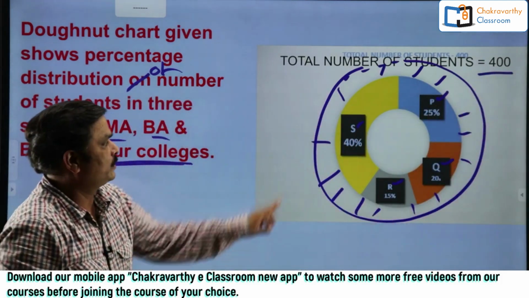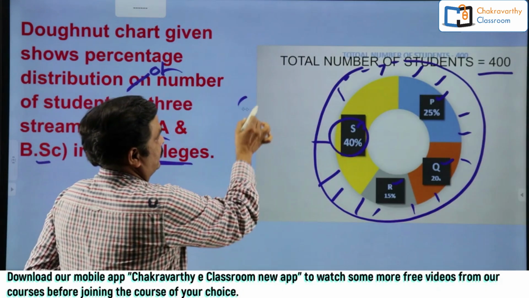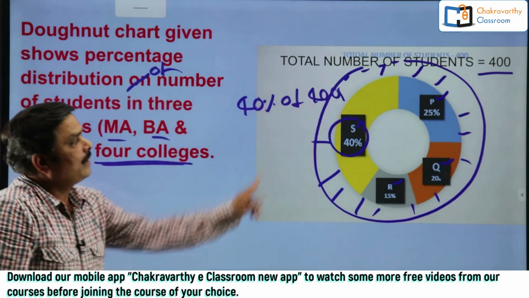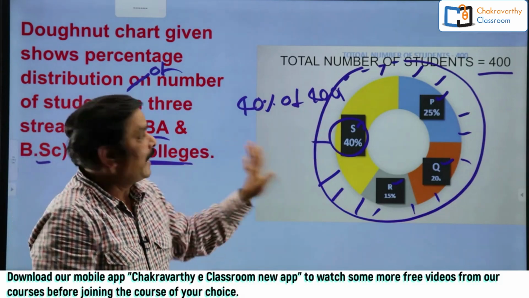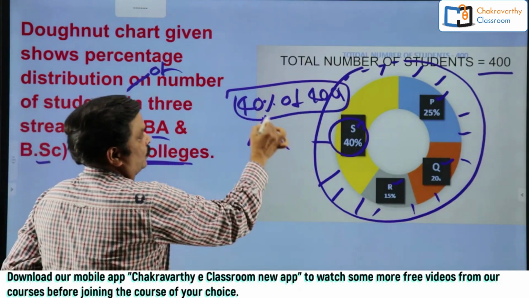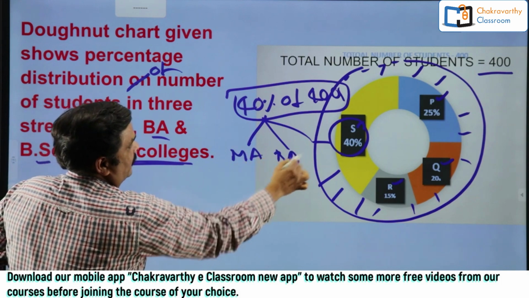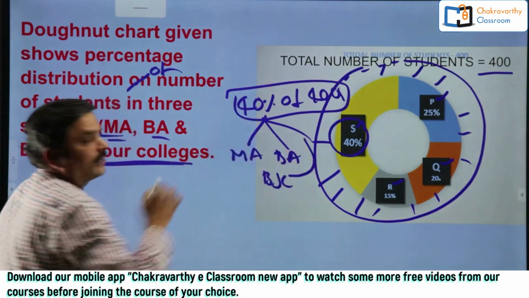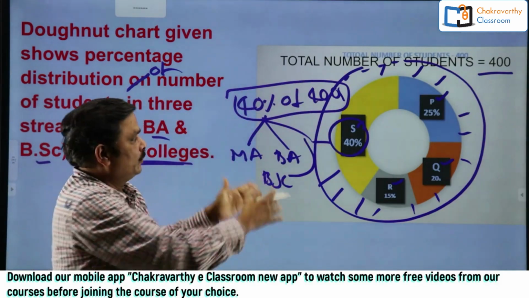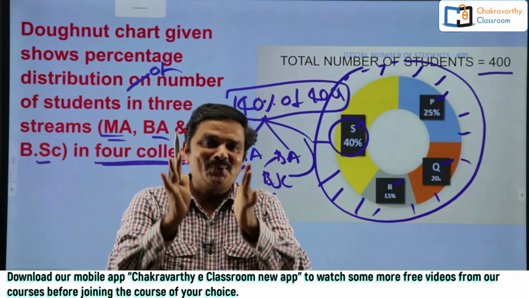Now how to understand this one? In college S, for example, the total number of students is equal to 40% of 400. Got the clarity? That is so with the remaining 3 colleges. And out of this 40% of 400, there are 3 streams of students. Those 3 streams they have given. MA is one of the streams, then followed by BA, and the other one is the BSc stream. So this is the total number of students from S. Again among those students, 3 streams are there: MA, BA, BSc. Very simple to understand this.